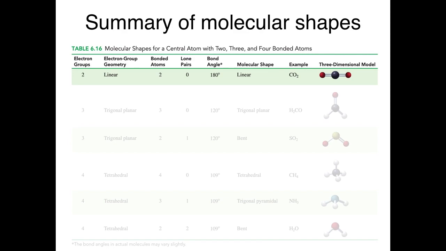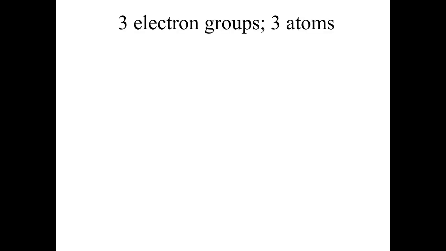to your central atom. Next, let's talk about what happens when you add another electron group, 3 electron groups. When you have 3 electron groups, there are 2 options where you can have 3 atoms or 2 atoms. Let's first talk about when you have 3 atoms connected only. Our example here is H2CO.